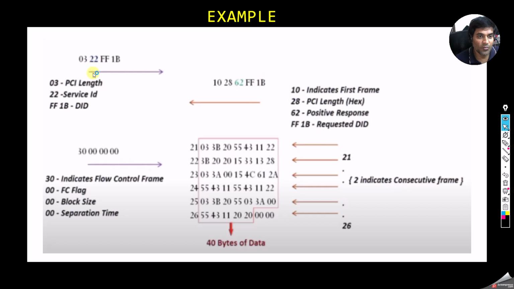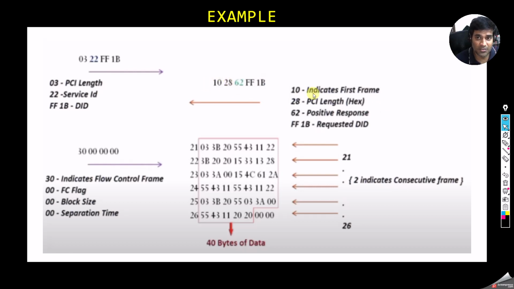Then we have one more example, that is 03 22 FF1B 03, basically the first frame, then 22 is the SID, FF1B is the DID. Then in response we are getting the request. Basically here the request is simple, but in response we are sending multiple bytes. It is slightly different from the other case.